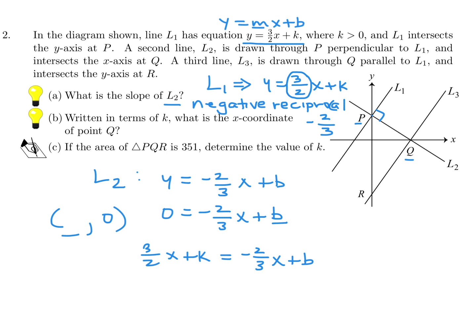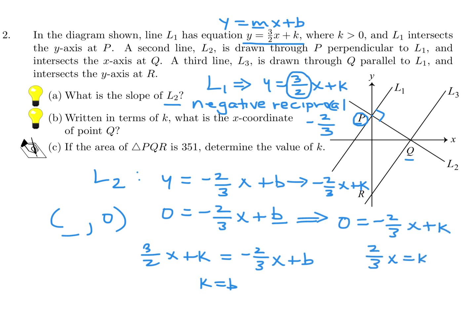And this happens when the x-coordinate is 0, right? At point P, the x-coordinate is 0. So if you put x equals 0 into this equation, you just get k equals b. So that means that this equation is actually minus 2 over 3x plus k, since k equals b. So therefore this equation is going to be 0 is minus 2 over 3x plus k. Okay, I got it. So that means 2 over 3x is equal to k, and therefore x is equal to 3 over 2k. Yep, that pretty much does it.